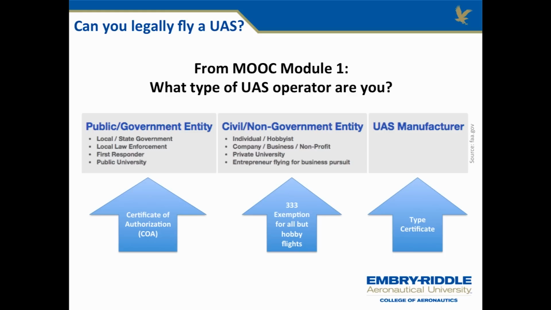So one of the things we brought up was the question of what type of UAS operator are you? We talked about you could be a public government entity, in which case you needed a certificate of waiver or authorization, or a COA. You could be a civil non-government entity, in which case you would need a 333 exemption unless you're a hobby or recreational user, which we covered. We're not going to cover the UAS manufacturer side today, which requires a type certificate process, but again we'll focus on the public government entity and the civil non-government entity and what you need to do to move forward to operate within those realms.